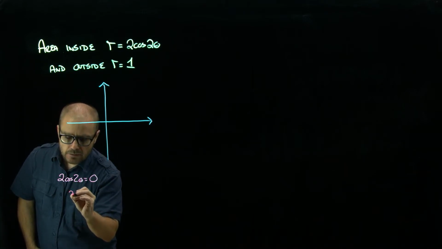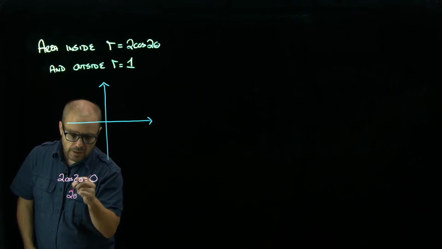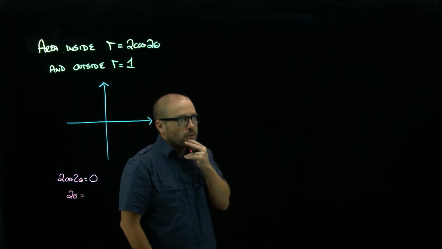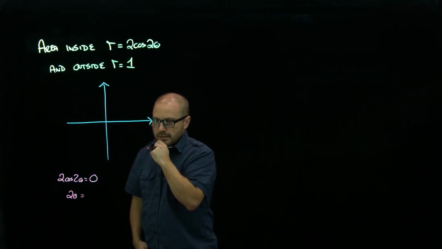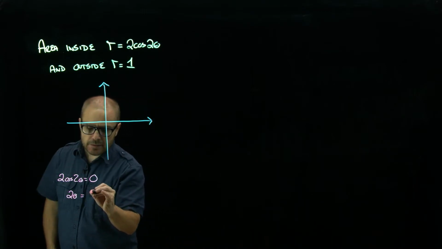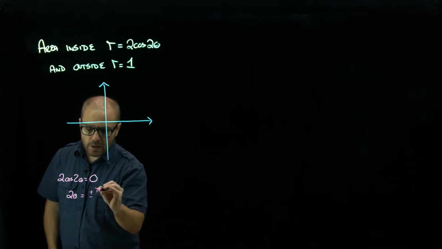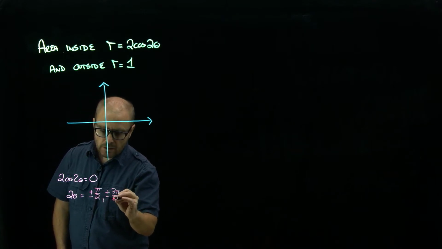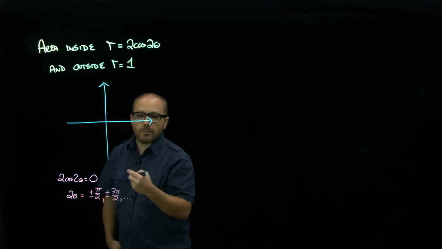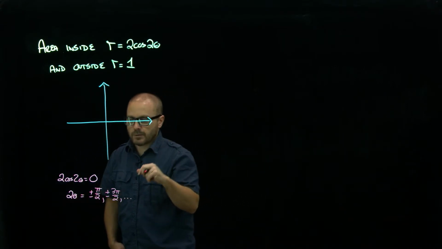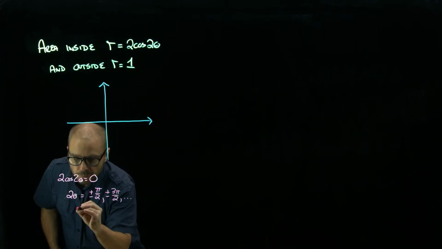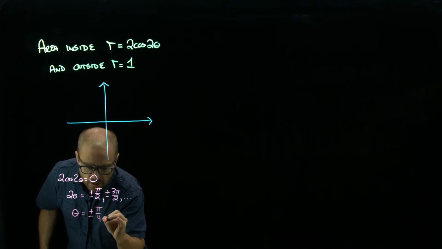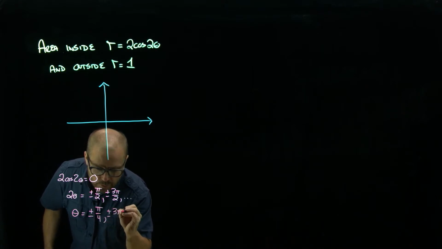Well, it's when the thing inside, 2 theta in this case, is equal to, well, when is cosine 0? Cosine is 0 at plus or minus pi over 2, plus or minus 3 pi over 2, and so on. There's going to be some repetition, obviously, because it keeps going round and round. And then we divide by 2. We see that our angles are plus or minus pi over 4, plus or minus 3 pi over 4, and so on.